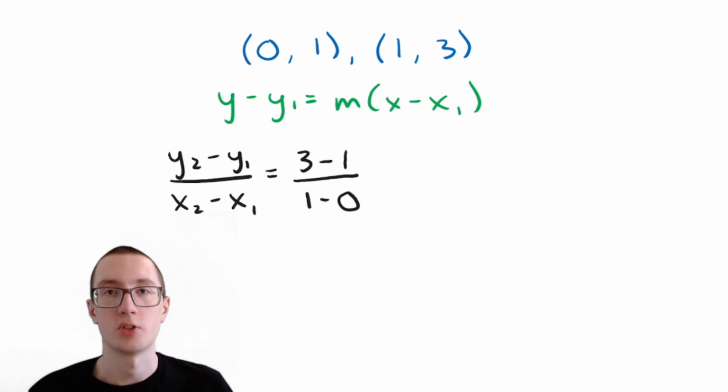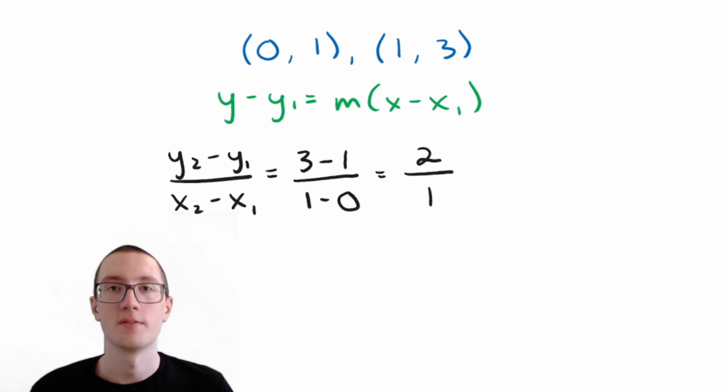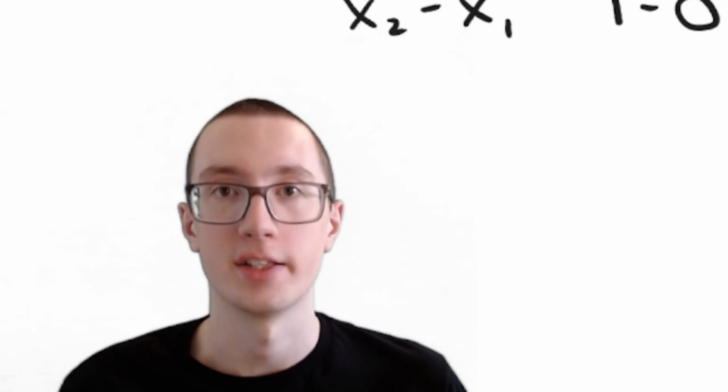So now we just need to do the subtraction. 3 minus 1 is 2, and 1 minus 0 is 1. And then 2 divided by 1 is just 2. So now we know that m is going to be 2 when we replace it in our equation. And since we already have x1 and y1 because they're a point, then we can just start our point-slope form. So let's start writing our point-slope form, replacing everything that we know. Remember that x and y just stay the same. They're going to stay as x and y in the equation.